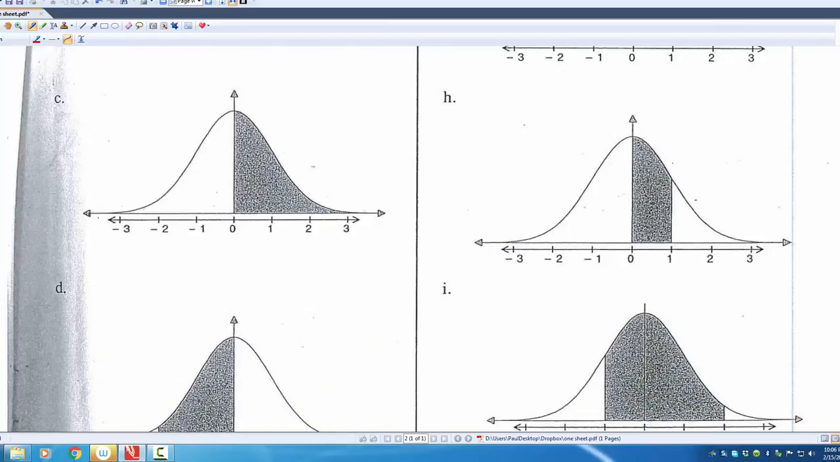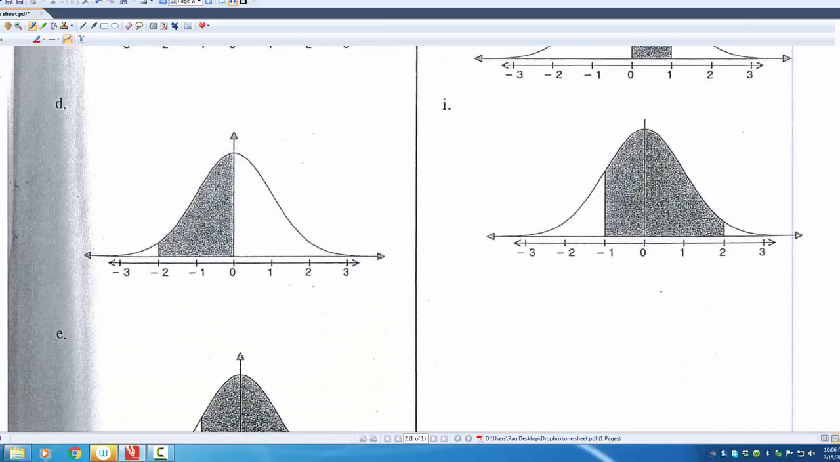Alright, again this one's not too bad. What we know is that 100% of the values fall under the normal distribution curve. This is looking for all of the values to the right of the mean. The mean is the 50% marker, or the middle of the data, so that means that 50% of the values are going to fall above the mean.